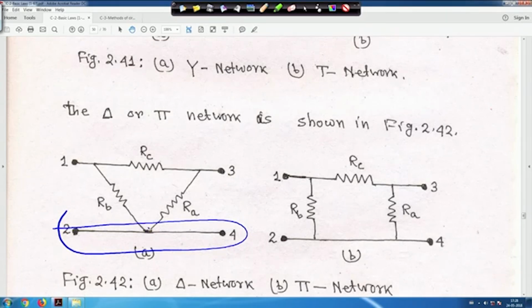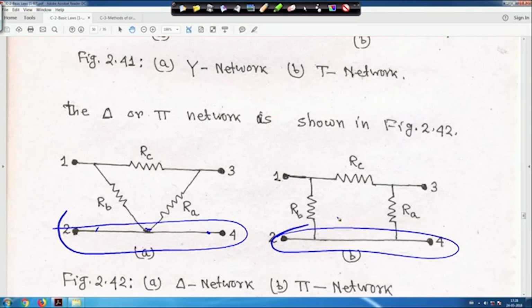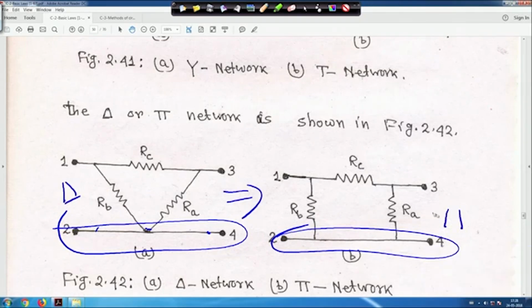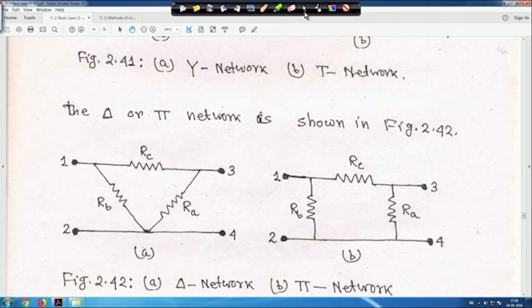And if you bring this point somewhere here and bring this point somewhere here, this looks like your pi network, because this is a common point. So this looks like a pi network, both are the same. Sometimes we call this a delta network and sometimes a pi network, but both are the same. That's why it is written delta network and pi network. Because basically we have to do star to delta and delta to star conversion. So how do we do this? Just hold on.